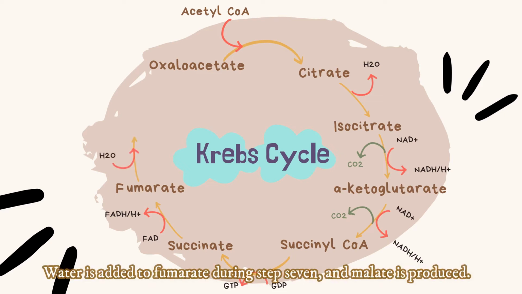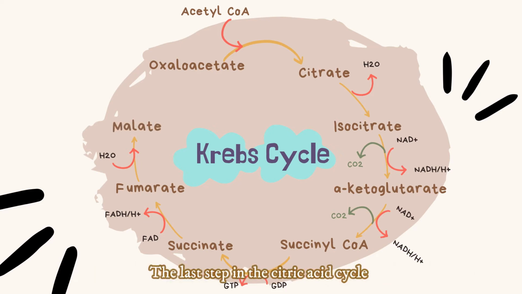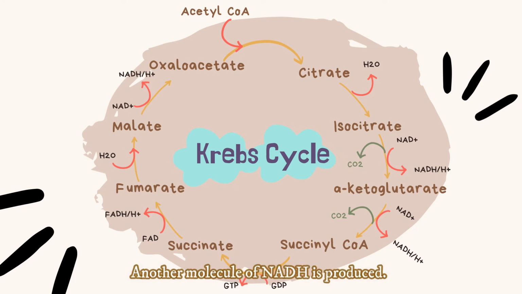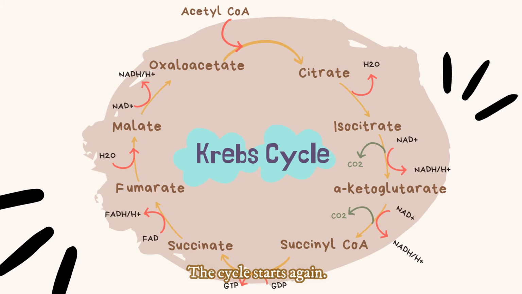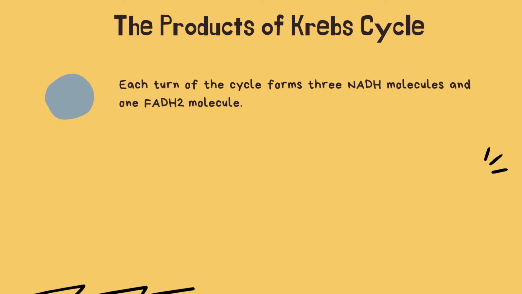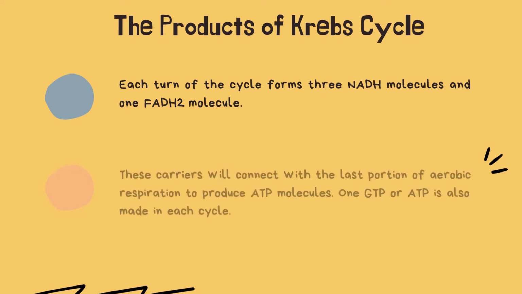Water is added to the fumarate during step 7 and malate is produced. The last step in the citric acid cycle regenerates oxaloacetate by oxidizing malate. Another molecule of NADH is produced. The cycle starts again. The products of the Krebs cycle: each turn of the cycle forms 3 NADH molecules and 1 FADH2. These carriers will connect with the last portion of aerobic respiration to produce ATP molecules, and 1 GTP or ATP is also made in each cycle.